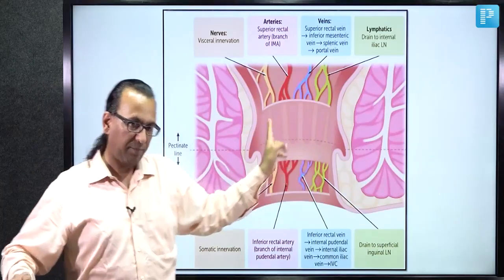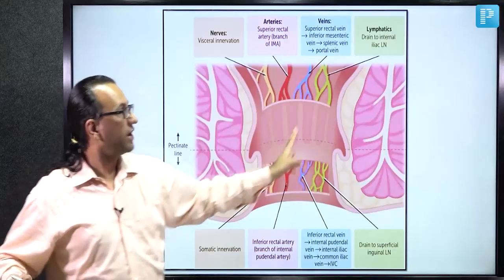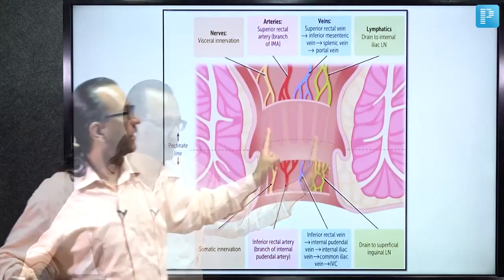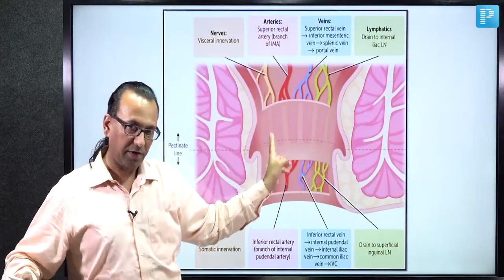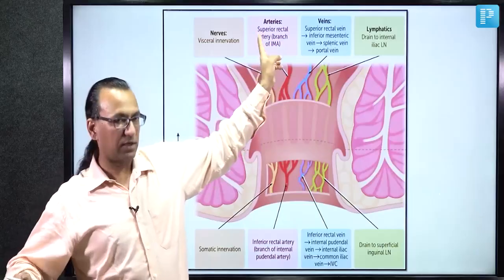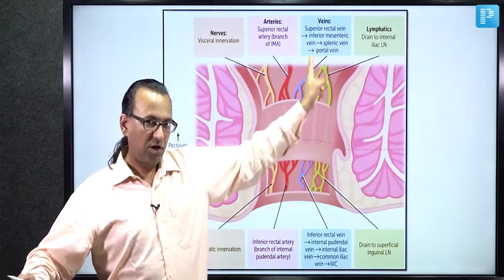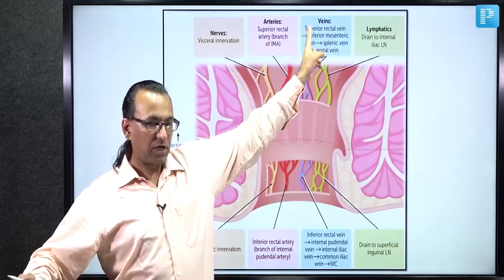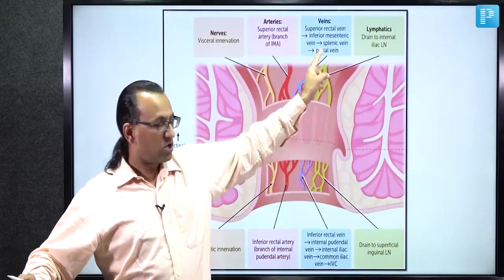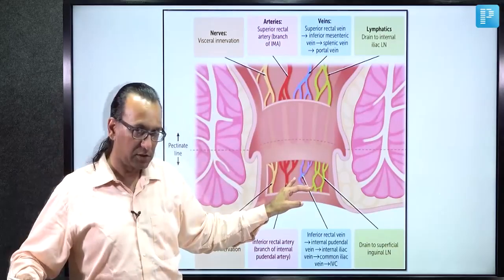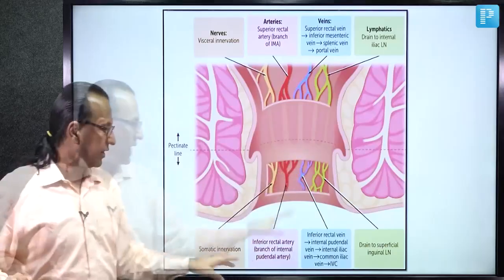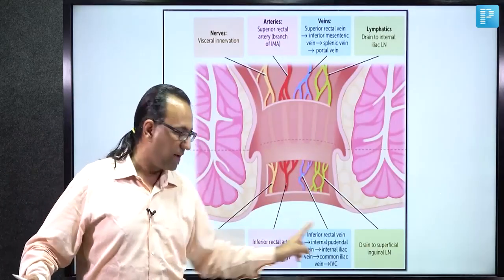The internal hemorrhoids will have blood from the superior rectal artery and superior rectal vein. Superior rectal artery is a branch of the inferior mesenteric artery, branch of the abdominal aorta, whereas the superior rectal vein drains into the inferior mesenteric vein, drains into the splenic vein and the portal vein. So there will be portal venous circulation, whereas the external hemorrhoids will be having the blood of the inferior rectal artery and inferior rectal vein.